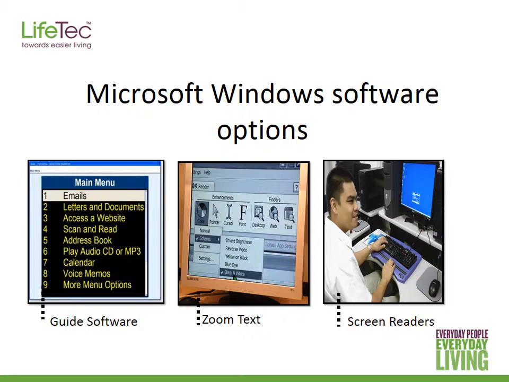Zoom text is another type of Windows software. So basically it's a higher level screen magnifier than what you can get in the accessibility options for free. And it also acts as a screen reader as well. So there are different types of screen readers available for someone who has no vision and needs to scroll around the computer with no visuals and just with all the options being spoken out to them.